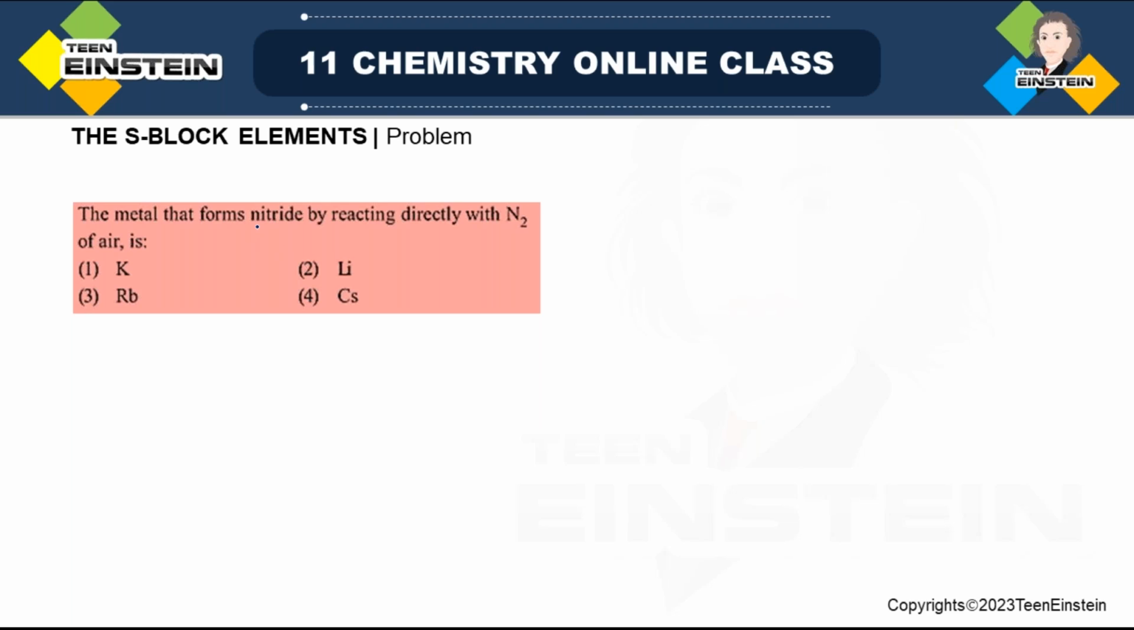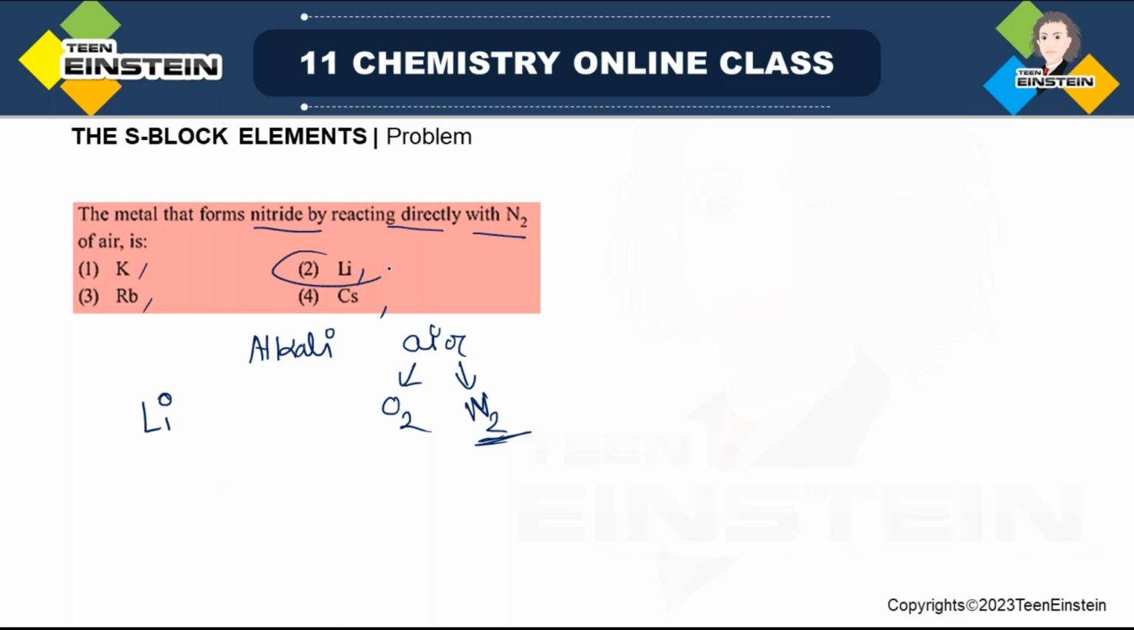The metal that forms nitride by reacting directly with nitrogen. So here the 4 options all are basically alkali metals. Now alkali metals, when they react with air, in air there is O2 and there is N2. Now reaction with O2 in detail we have seen: oxide, peroxide, superoxide, all these. But reaction with nitrogen, when we consider, there is one particular alkali metal which reacts, and that is lithium. So this should be the correct option.